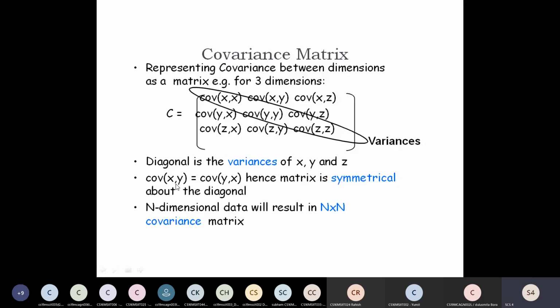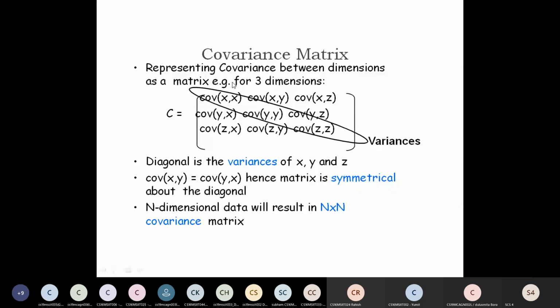Then again you see that covariance of xy is equal to covariance of yx. Similarly, covariance of zy is equal to covariance of yz. So what does this mean? This means that the matrix is symmetrical about the diagonal. Suppose I am considering this part. This part will be 1 1, 1 2, 2 1, 2 2, right? 1 2 is the covariance of xy, and 2 1 is the covariance of yx. So they are equal. So of course that makes the matrix symmetrical about the diagonal.